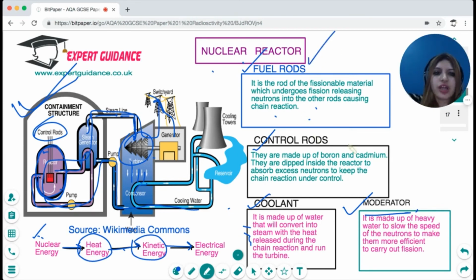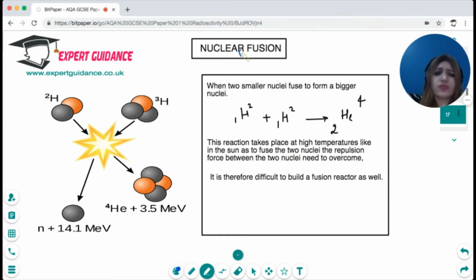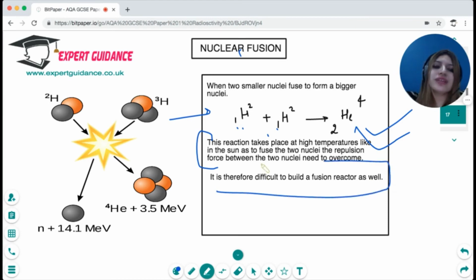Okay, so you should know the components of the reactor, this flow chart, how the reactor works, and the different components and their uses. Next comes nuclear fusion, which happens naturally in the sun. So two protons, hydrogen, come together and form a bigger nucleus called helium. Now, the problem with fusion is it takes place at a high temperature. Why? Because when you bring two nuclei together, both being positively charged, they try to repel each other. So we need a large amount of energy to overcome the repulsion between the two nuclei. Therefore, it is difficult to build a fusion reactor as well.